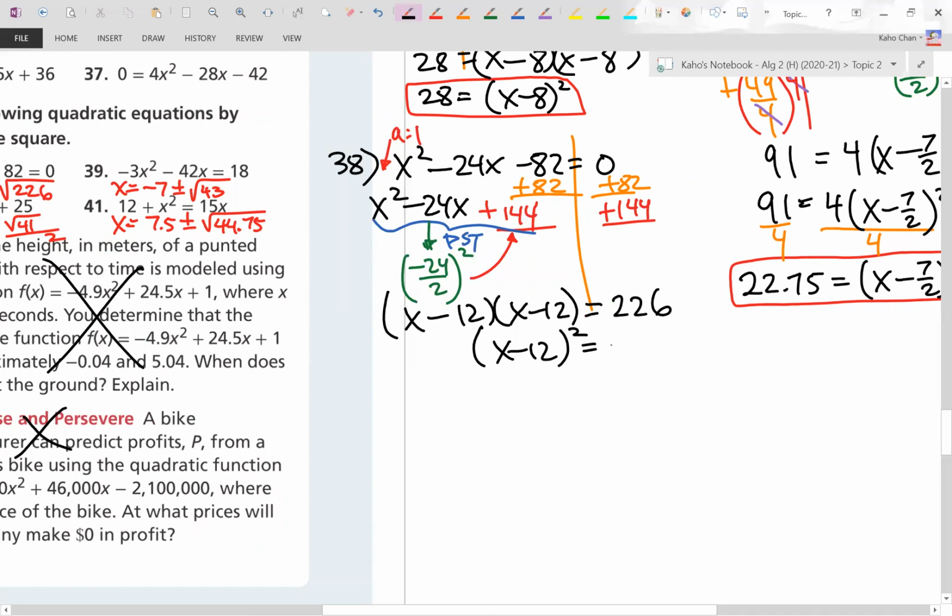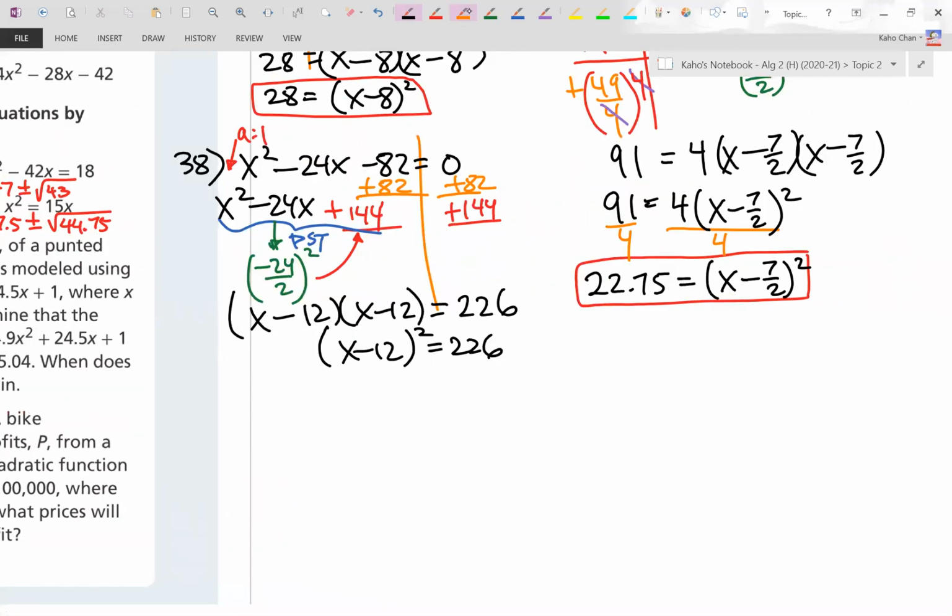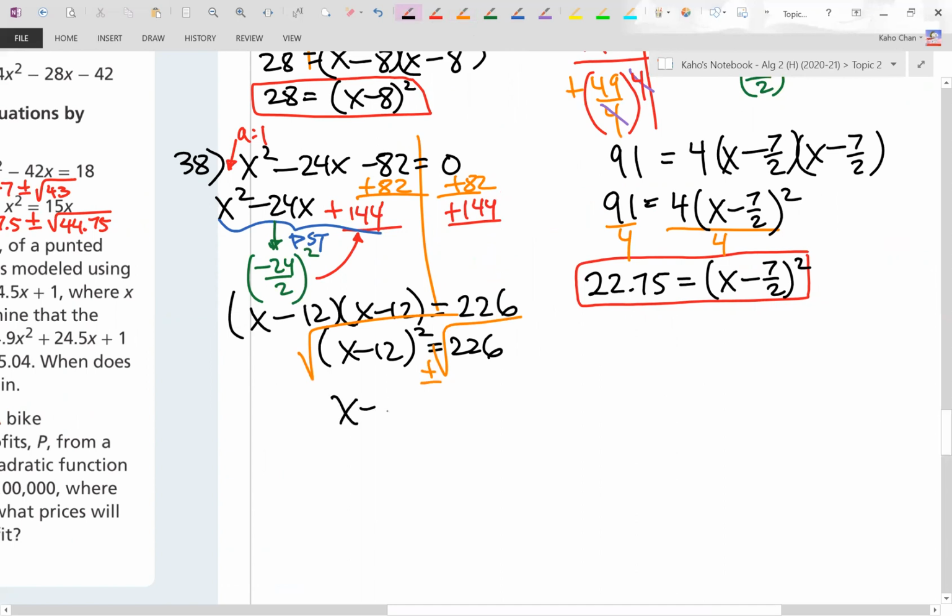Put those together. And now we're going to go ahead and undo operations. Yeah, this is something we don't normally do. This is the most inefficient way of solving quadratics. We just have to show it to you. The whole point of completing the square is to show you how to put it into vertex form from Algebra 1, right? Square root both sides. That does produce a plus or minus. The square root and square cancel each other out.